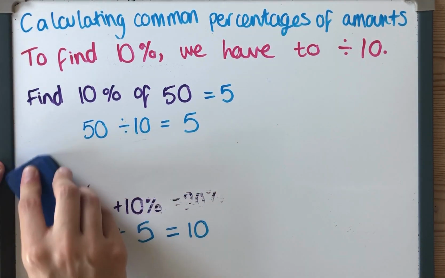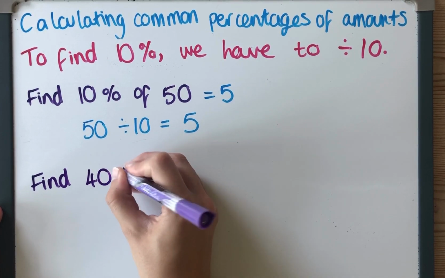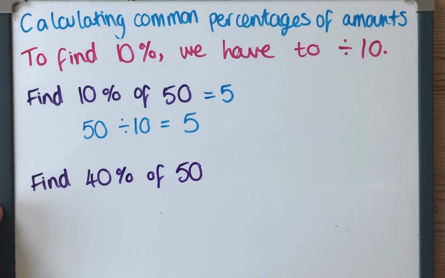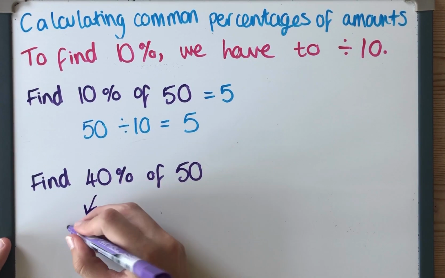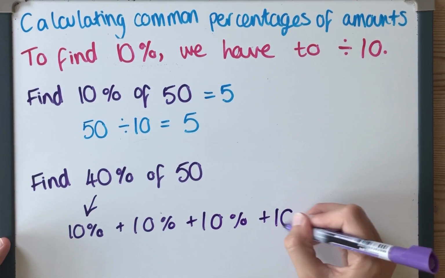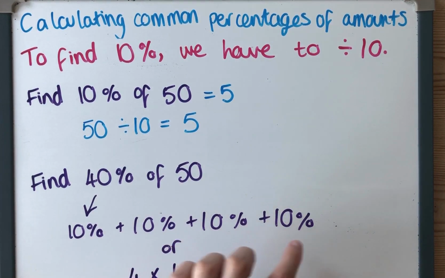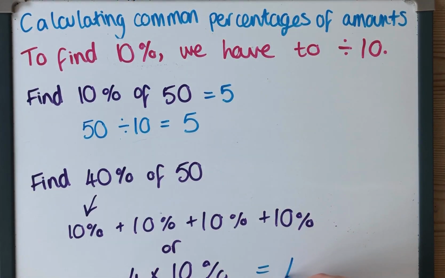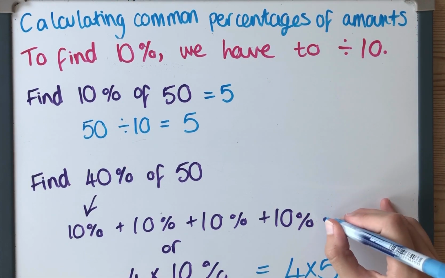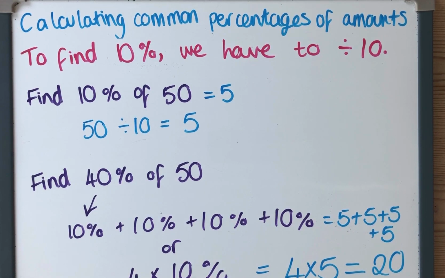Let's change it. Let's not do that one. Let's say we're going to find 40% of 50. Now 40% is a 10% and another 10% and another 10% and another 10%. Or it is 4 lots of 10% because we've got 10%, 10%, 10%, 10%, 4 times. Now, 10% was 5. So if we do 4 times that 5, or 5, add 5, add 5, add 5, that's going to give us 20. So 40% of 50 is 20.